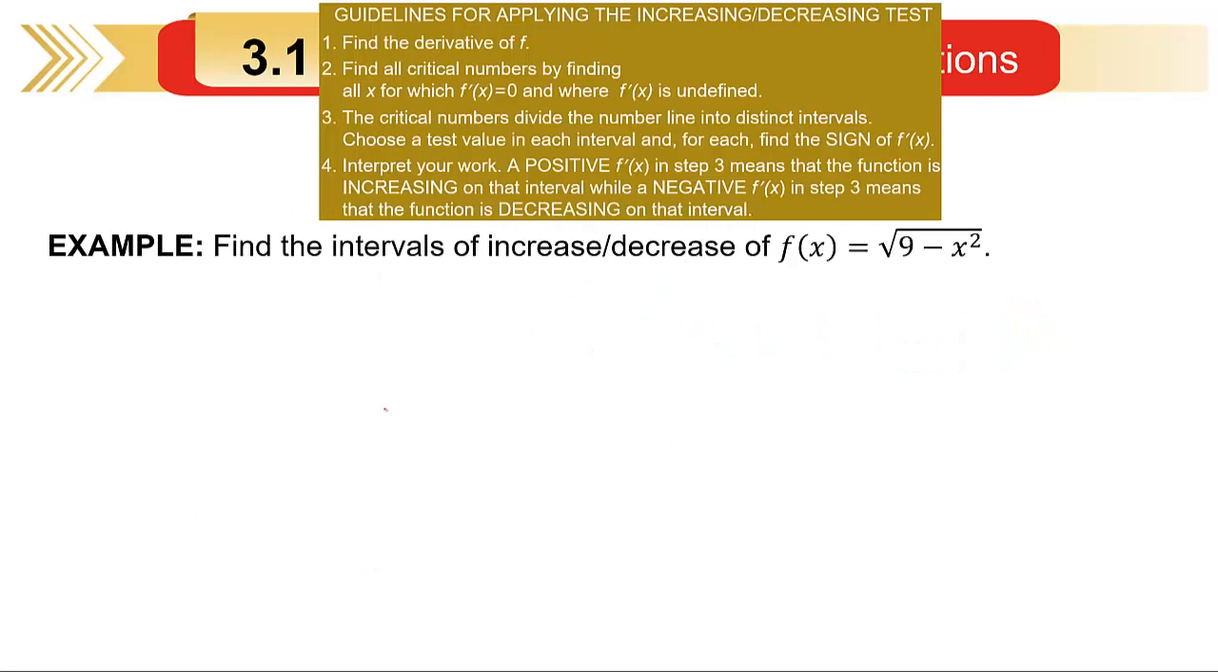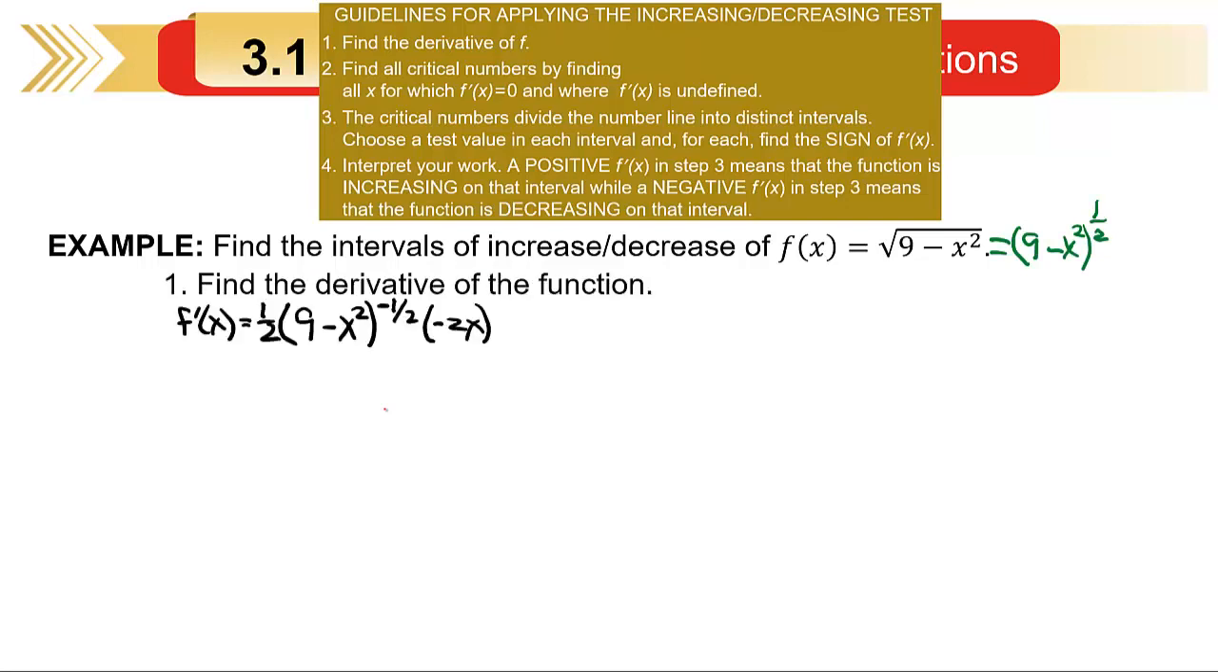Here's another one. Find the intervals of increase and decreasing of the function f of x is equal to the square root of the quantity 9 minus x squared. Of course, you want to write that as a 1/2 power because the first step is to take the derivative. Take the derivative, bring the 1/2 down, write the 9 minus x squared, which is the base, down. Subtract 1 from 1/2, you get a minus 1/2.